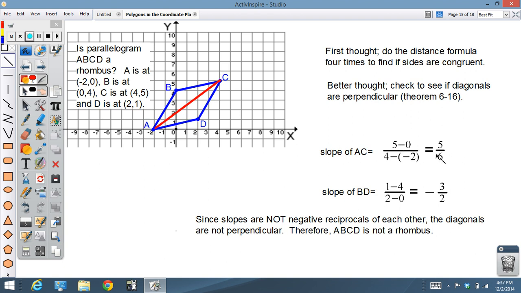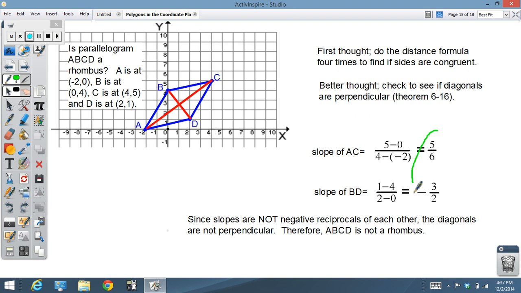AC, and find out the slope of that. Plug it into the slope formula. I find out that it's got a rise of 5 and a run of 6, or a 5/6 slope. BD, on the other hand, I find out the slope of that is -3/2. Since these 2 slopes are not negative reciprocals of one another, not flipped and opposite signs, then the diagonals are not perpendicular. Therefore, ABCD is not a rhombus. Make sense? Okay.